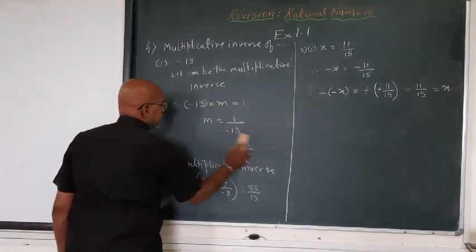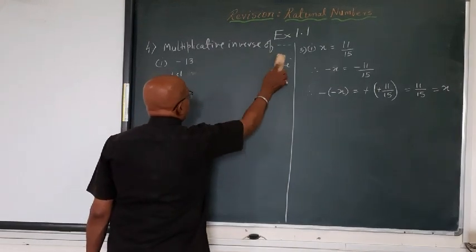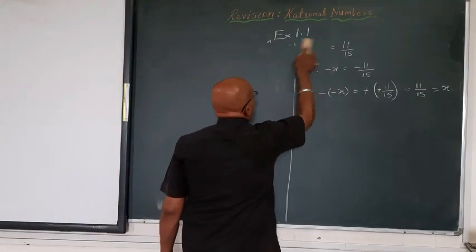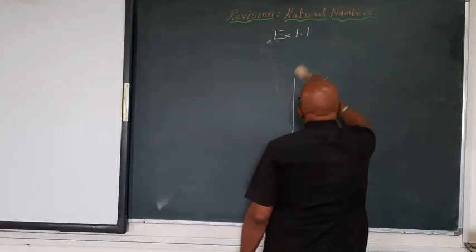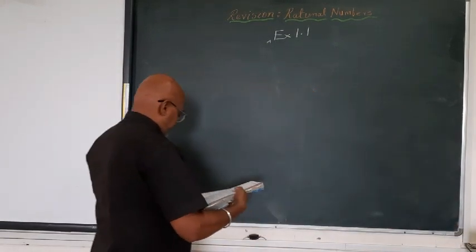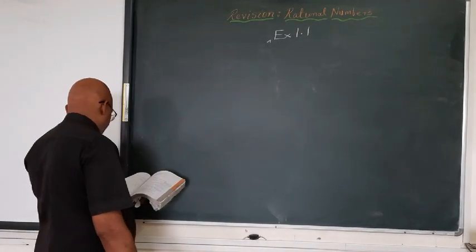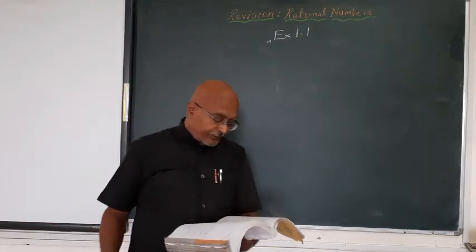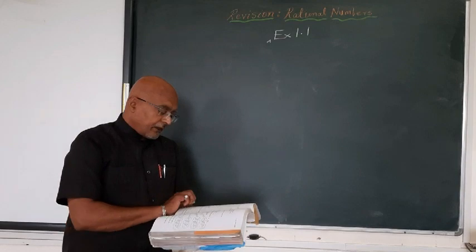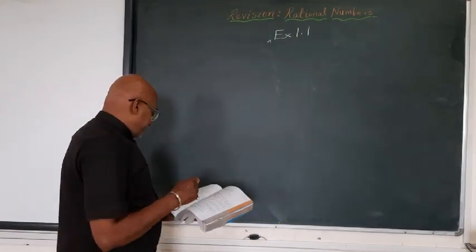There are some numericals remaining again. You have to just write the multiplicative inverse of each one. Now we'll go for the fifth one. Name the property under multiplication used in each of the following. Now, which property is being utilized in the multiplication, that you have to mention here.